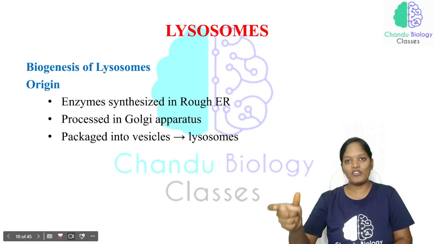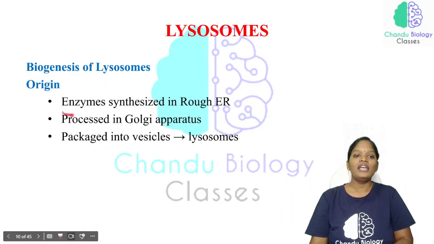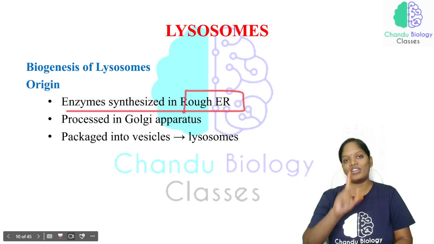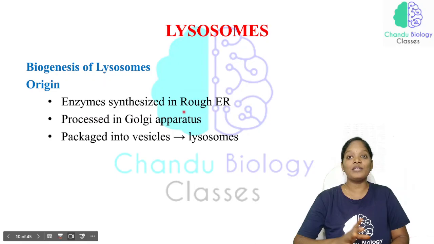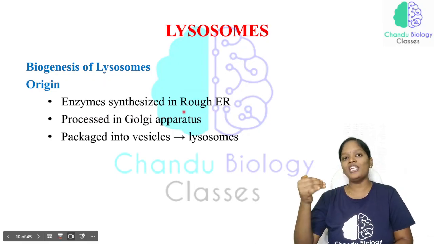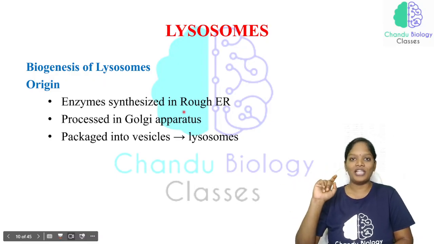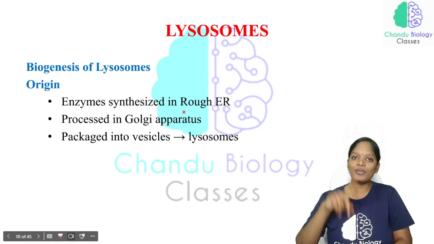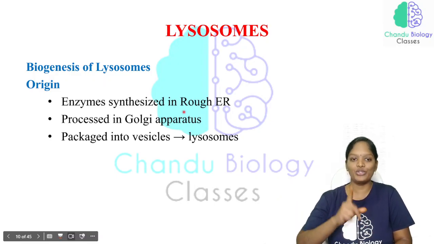So for the formation of lysosome, the Golgi complex is very important. See here, the enzymes are synthesized in the rough endoplasmic reticulum. Because you should know that enzymes are proteins, and protein folding and protein modification are done in the rough endoplasmic reticulum. The enzymes necessary for the lysosome are also formed by the rough endoplasmic reticulum. You should know that.